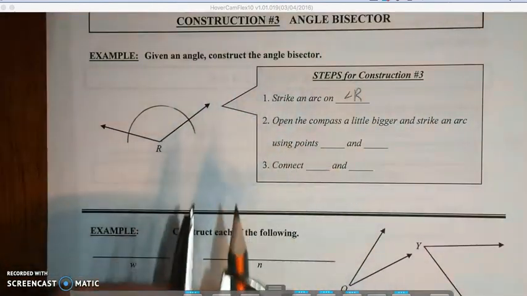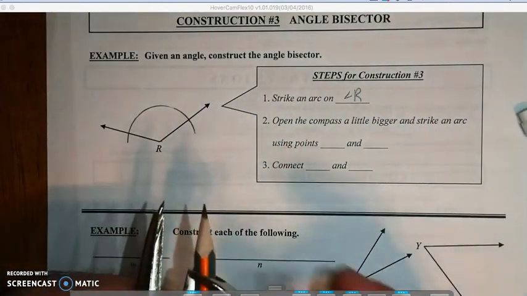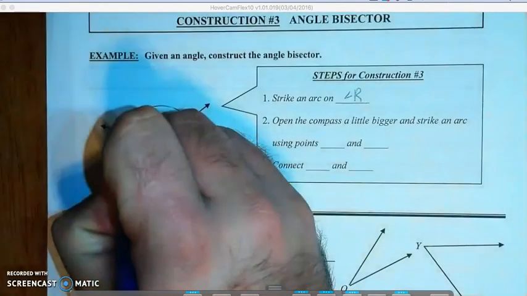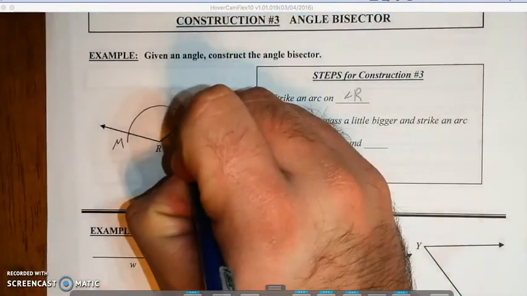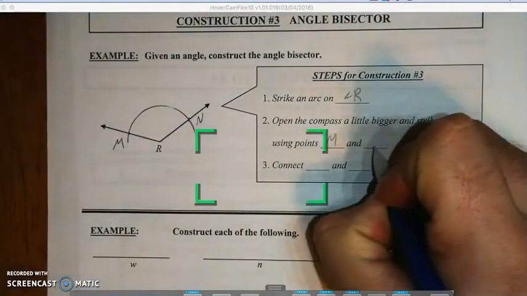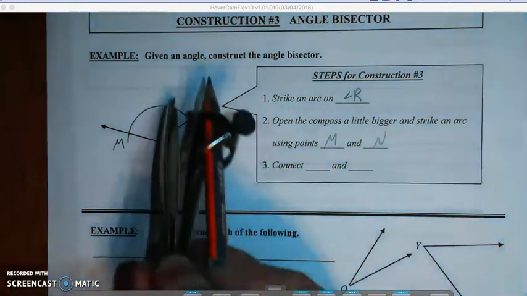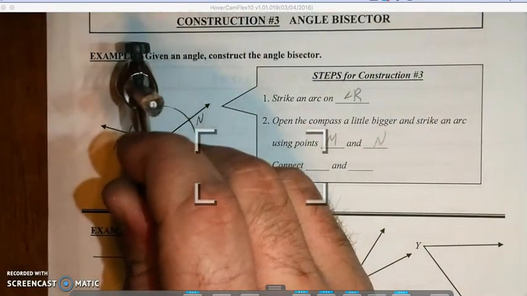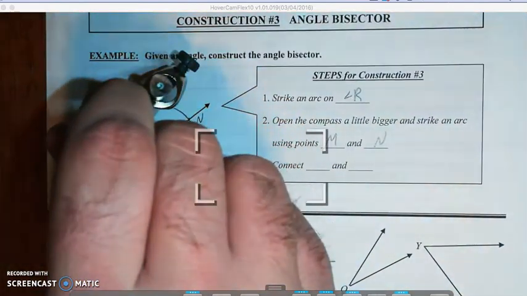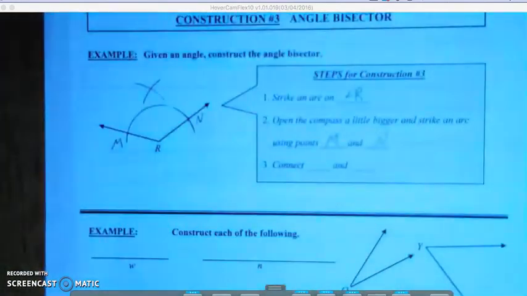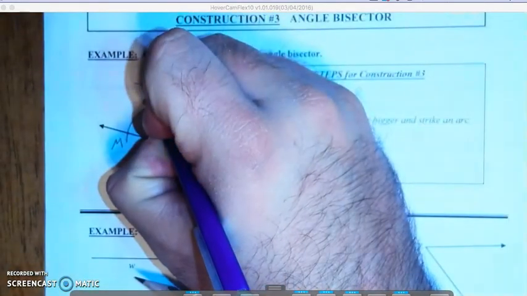And then we want to open the compass a little bigger. So I just open mine up a little bit. And we have these two new points. We will call them M and N. And we're going to strike an arc using those points. Again, we know that that ray is going to be somewhere up here. So we're going to put our pointy edge on M and draw an arc up above. And we'll do the same thing from N. Put the pointy edge on N and draw an arc. And those two arcs cross.